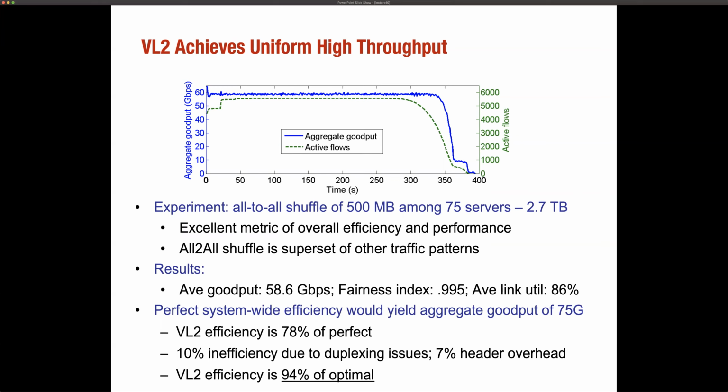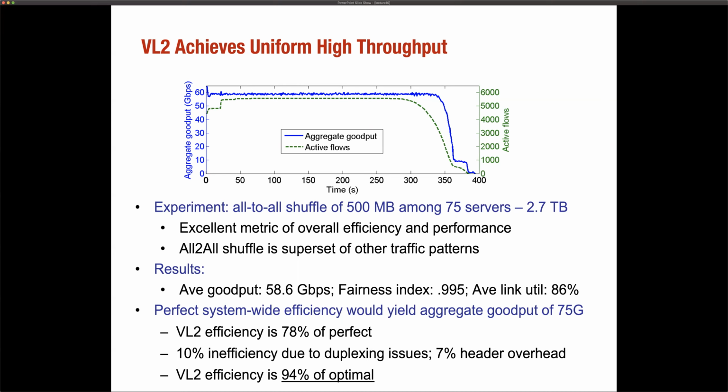And this was an excellent metric of overall efficiency to demonstrate whether it is able to achieve the best possible or not. And the results were pretty good: the average goodput it was able to achieve was around 58.6 Gbps, which was very fair. Fairness is basically telling you that there is isolation between different types of flows, and the average link utilization was around 86%, which was much, much higher than the standard practice in data center networks back then.